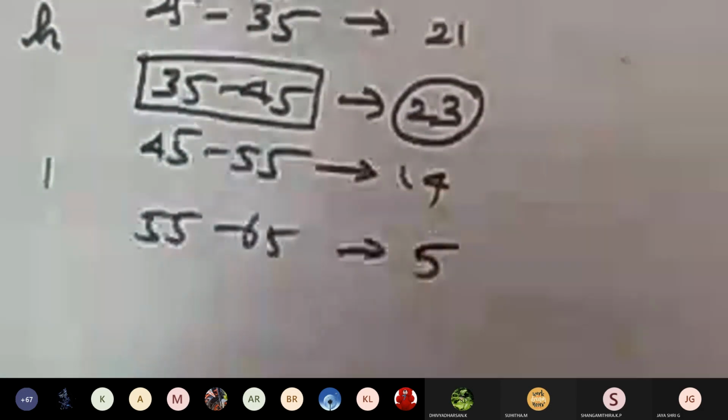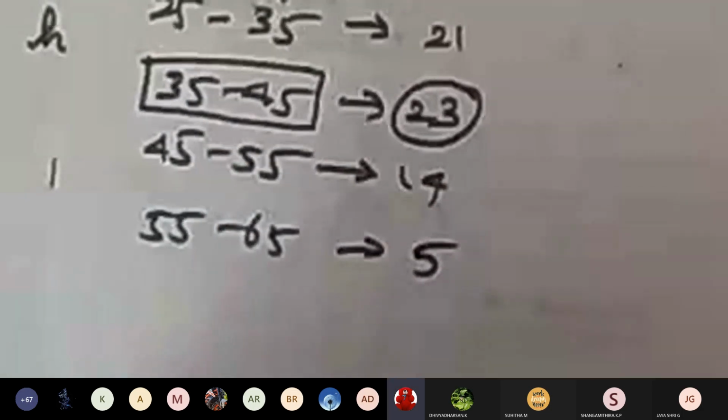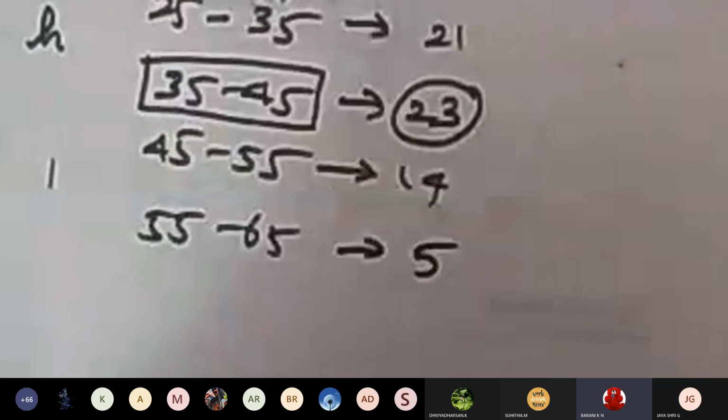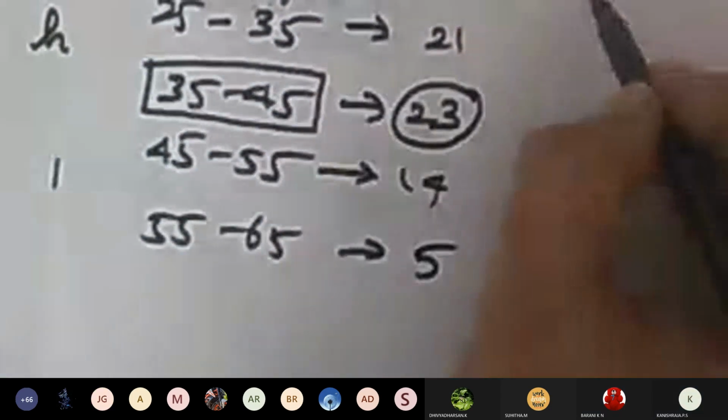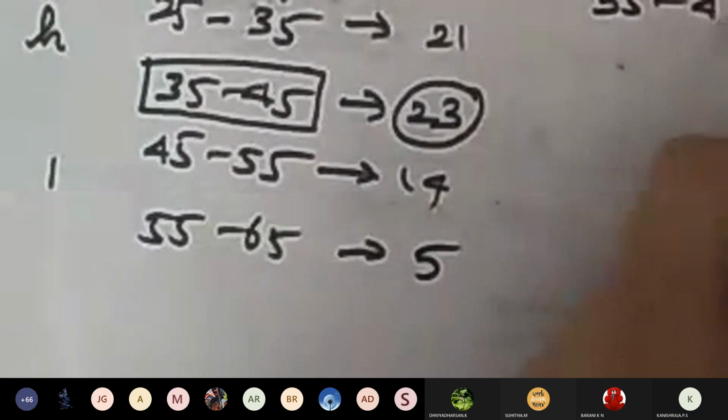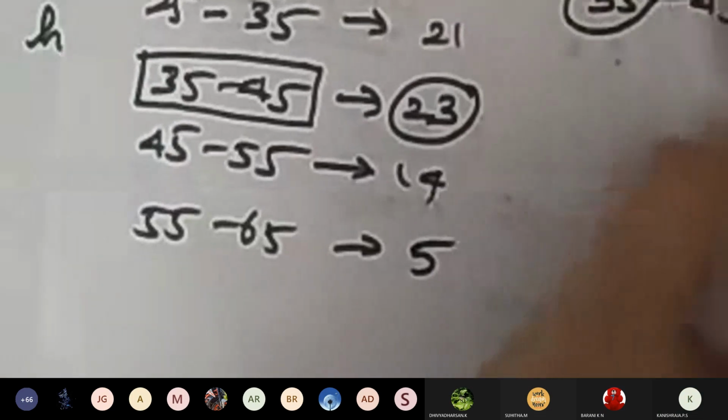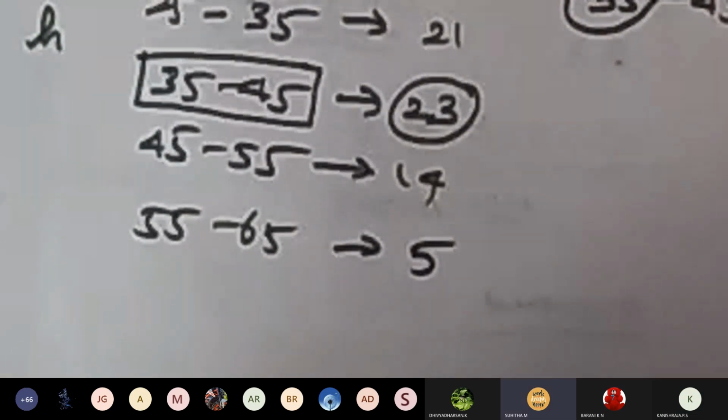What is the lower limit of the modal class? The modal class is 35 to 45. Which is the lower limit here? 35. Then L is equal to 35.